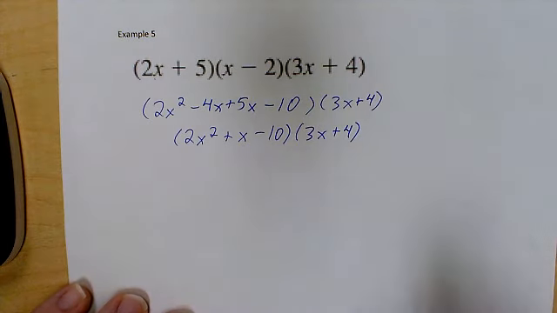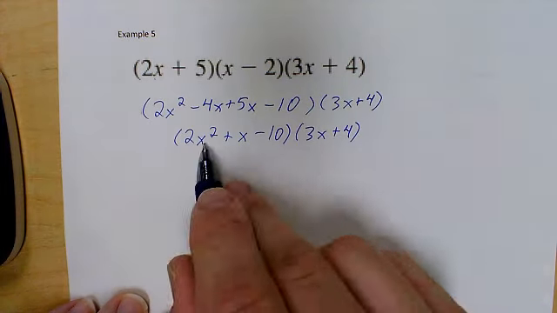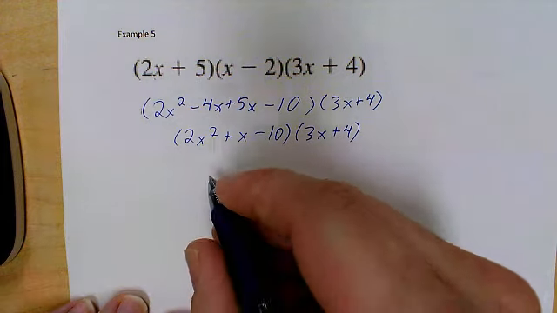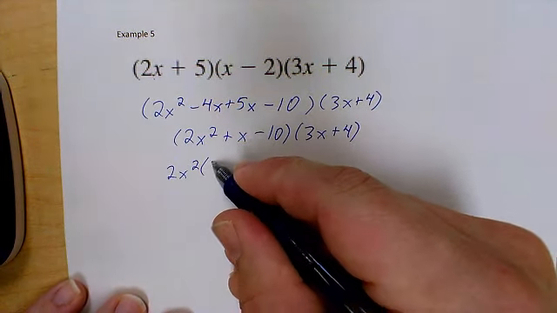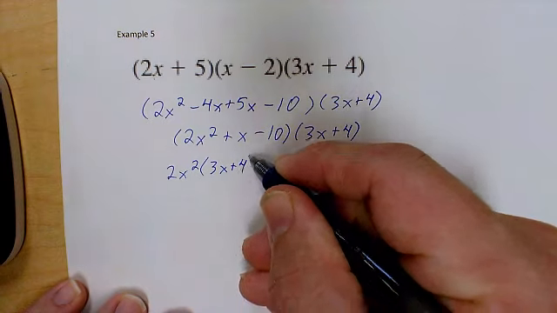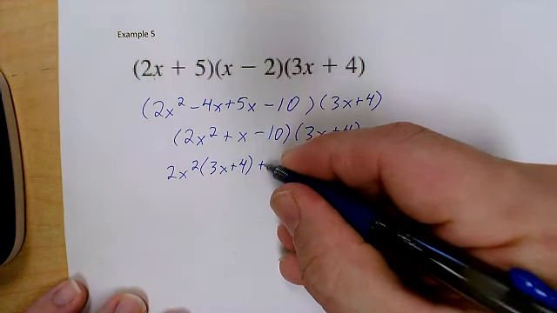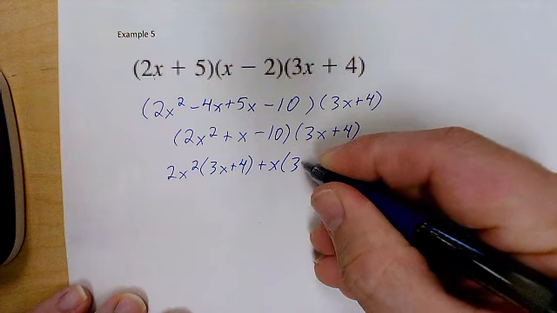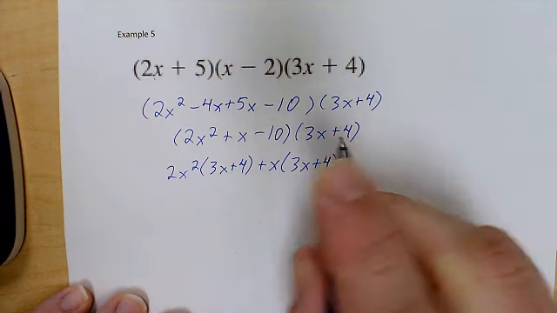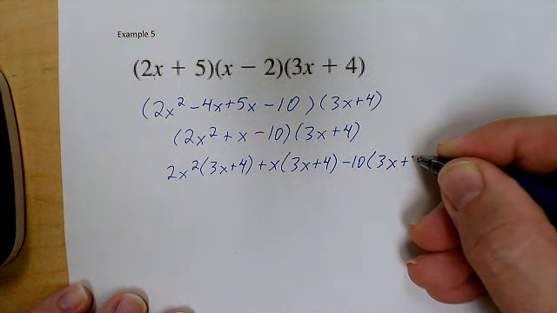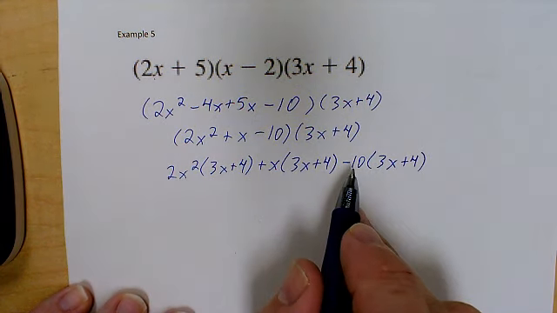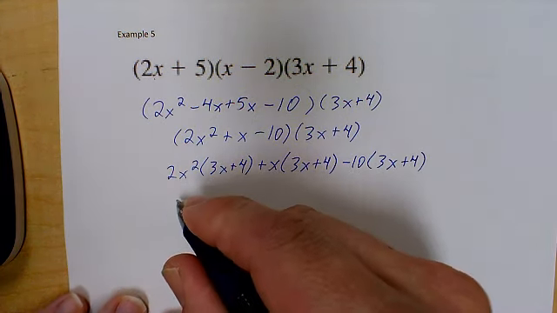So much like on the last problem, I'm just going to take this 3x plus 4 and distribute it to each of these. So it's going to be 2x squared times 3x plus 4, positive x times 3x plus 4, and negative 10 times 3x plus 4. Now I have to distribute yet again.